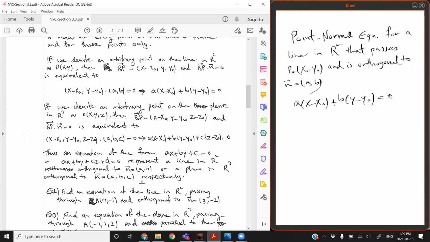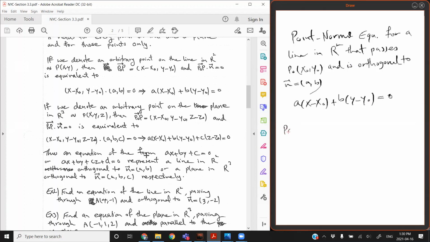Similarly, for the plane, if we denote any arbitrary point on the plane like this, (x, y, z), then P0P is going to be terminal minus initial. It's going to be this one here. And then if I expand the equation P0P times n equals 0, I'll get this one. So what we have over here.